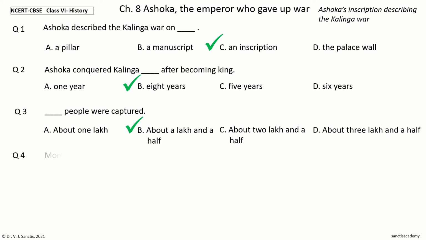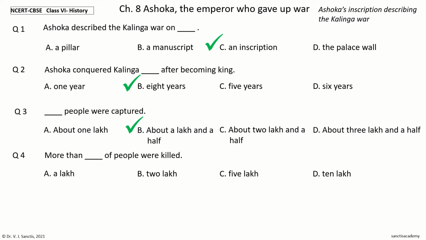Question 4. More than dash of people were killed. The options are 1 lakh, 2 lakh, 5 lakh, 10 lakh. Your time to choose. And the answer is 1 lakh. So, more than 1 lakh of people were killed.